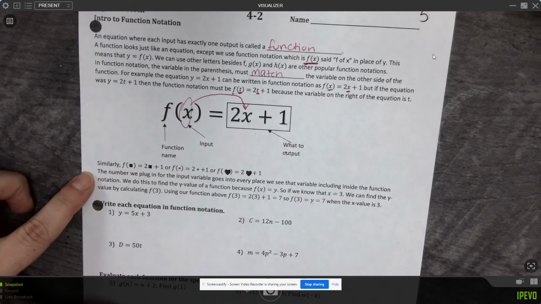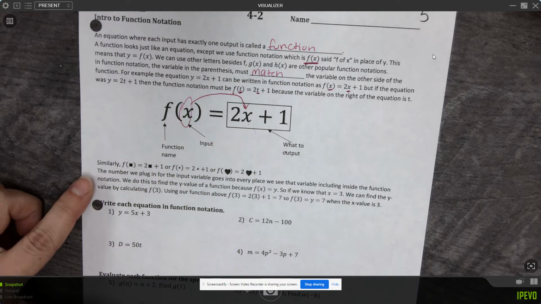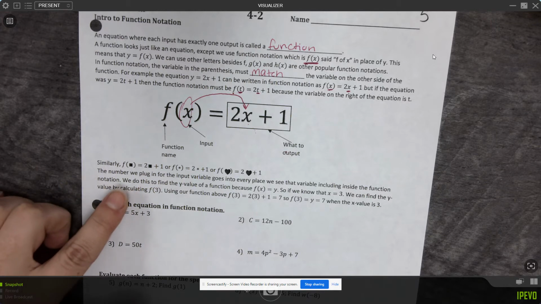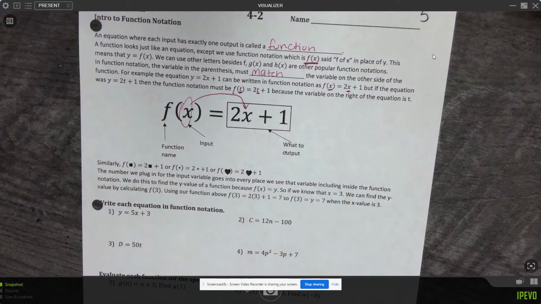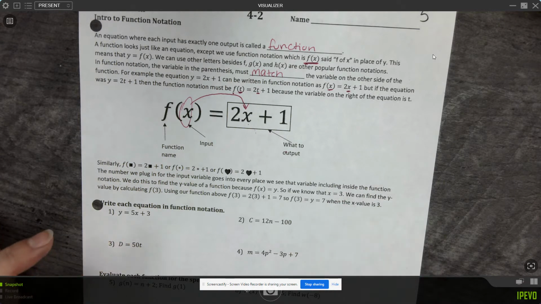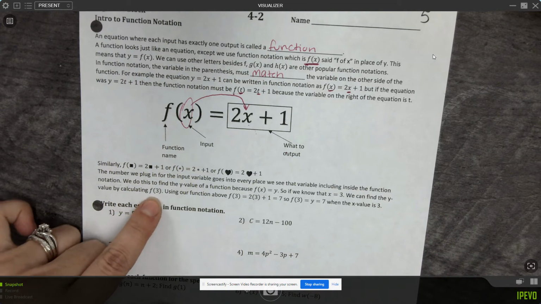So we are not going to plug in boxes and stars and hearts. We're going to plug in numbers. The number that we plug in for your input variable goes every place you see that variable on the function side. So we do this to find the y value of your function since f of x is y. That means I'm going to give you an x value. Let's say I know that x equals 3. We can find the y value using our function by calculating f of 3.